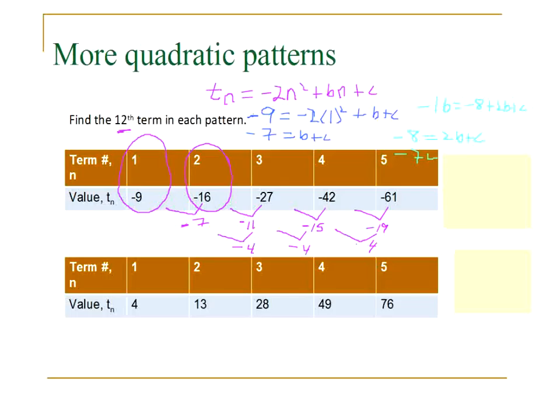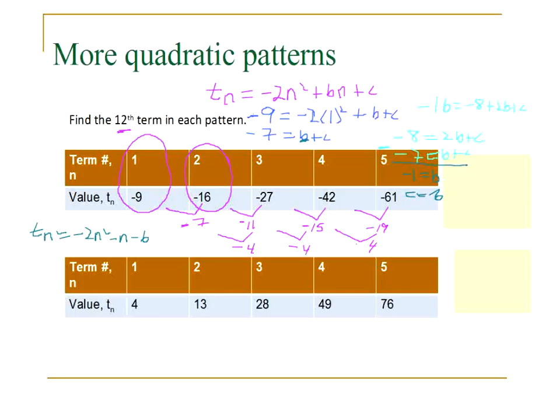I'll take the negative 7 equals b plus c, and I'll subtract these equations. And when I do this, I'll get negative 1 equals b. And I can plug that back into right here, for instance, and I'd get c equals negative 6. So the equation here is Tn equals negative 2n squared minus n subtract 6.